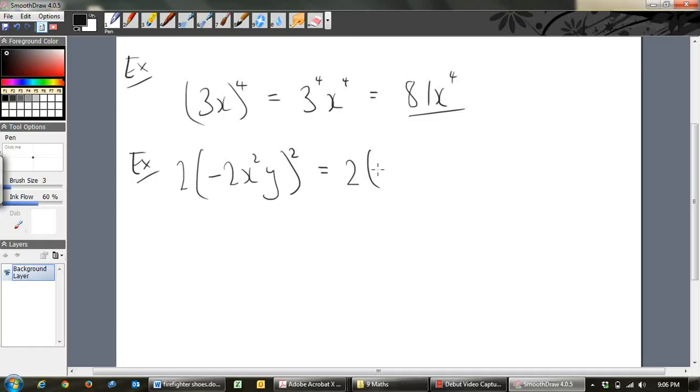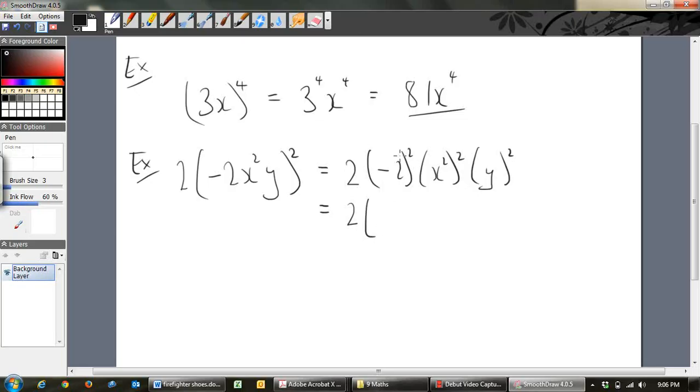Alright, so what that is, that's negative 2 squared, so that's the first bit, because we square each part of what's inside. In this case, there's going to be 3 bits that we're squaring. Okay, so negative 2 squared, and then it will be x squared squared, and then it will be y squared. We're going to square each individual part here. Alright, so what's that equal to? 2, we'll leave that there.